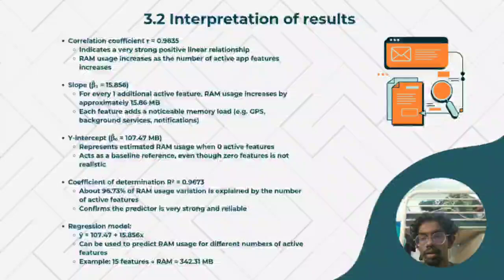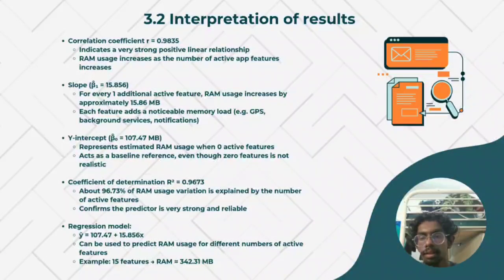significantly. After that, the slope, beta 1 value of 15.856 indicates that for every increase of one active app feature, the RAM usage increases by approximately 15.86 MB. For example, activating additional app features such as background services, notifications, GPS, or animations requires more memory to store, process, and handle data. As a result of this study, we can estimate that each new feature contributes an additional memory load of approximately 15.86 MB on the mobile device.